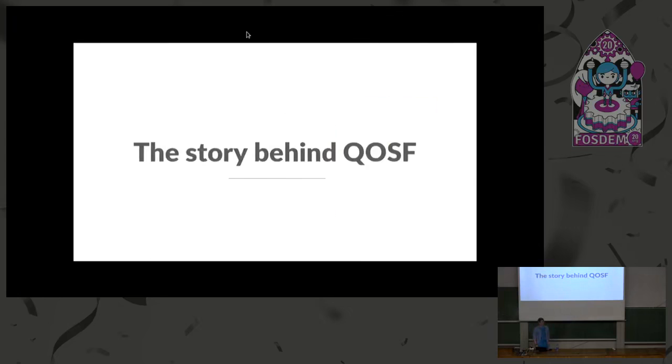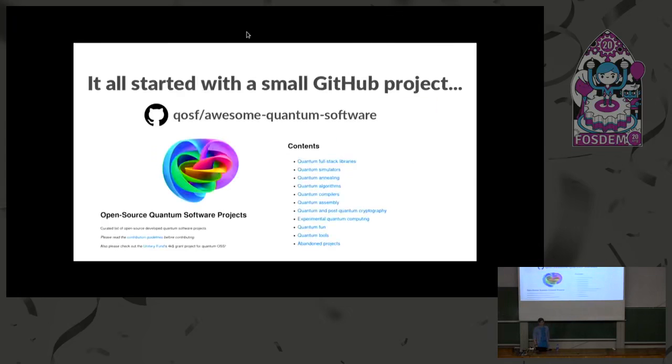So first of all, what's the story behind the Quantum Open Source Foundation? It basically all started with a small GitHub project that back in the day I was hosting on my own GitHub, and by now it's on the QOSF GitHub. It's basically a list of all, well, we're trying for it to be all, but there's always some missing, open source quantum projects. So we broke it down into different categories like full stack libraries, simulators, compilers. There's a category for quantum fun where we have quantum games and other things. And each category is broken down into programming languages.